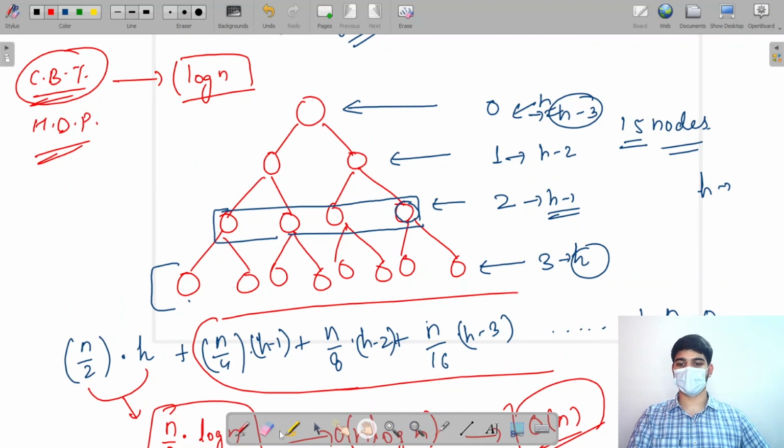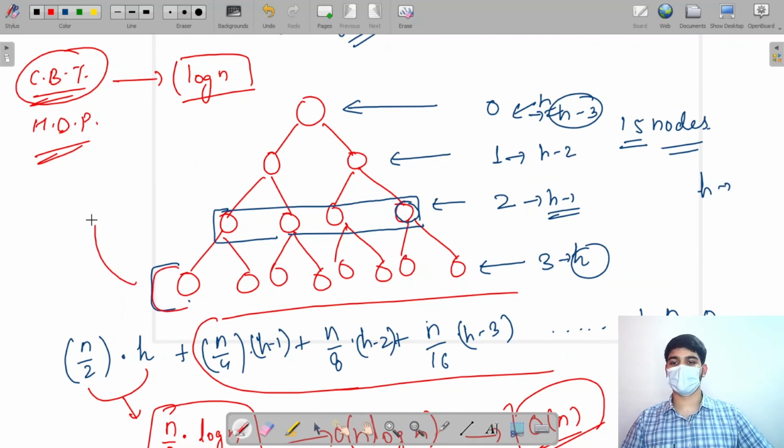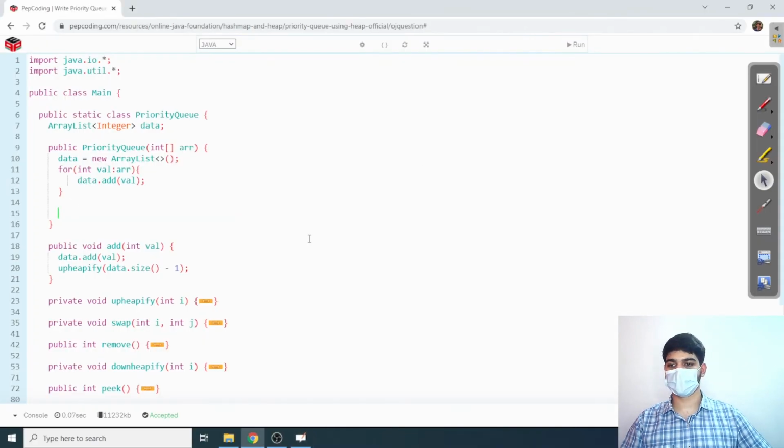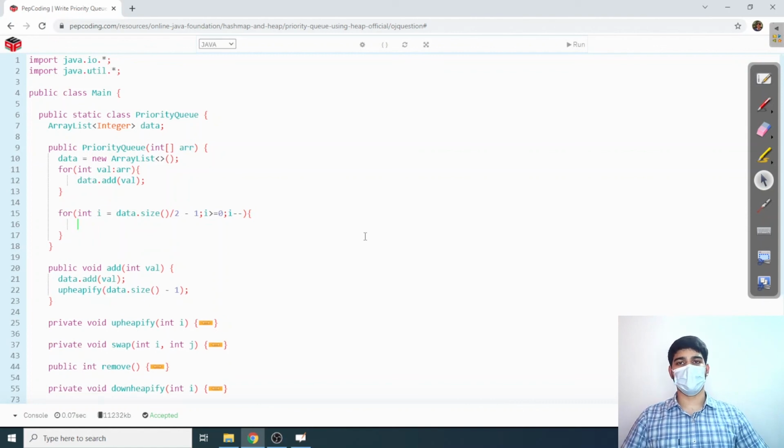As we discussed, the last level has a total of about n by 2 nodes, so the node just above would be n by 2 minus 1. So the very first index that I have to down heapify is data.size, which is my number of nodes, divided by 2, minus 1. And this would go on till i is greater than or equal to 0, and I will decrease the value of i. Now I simply call down heapify for the ith value.